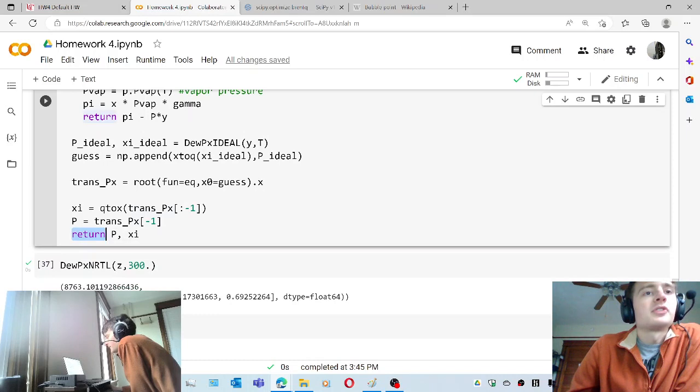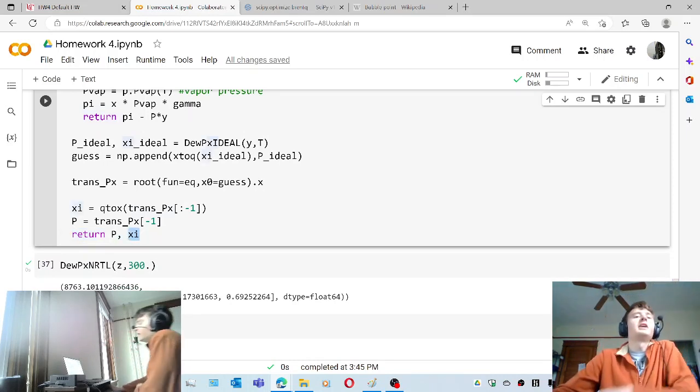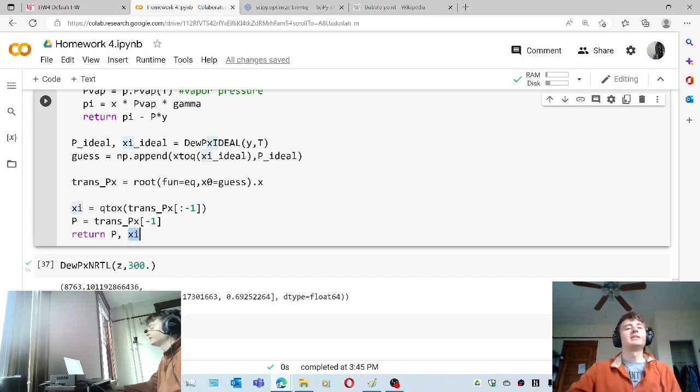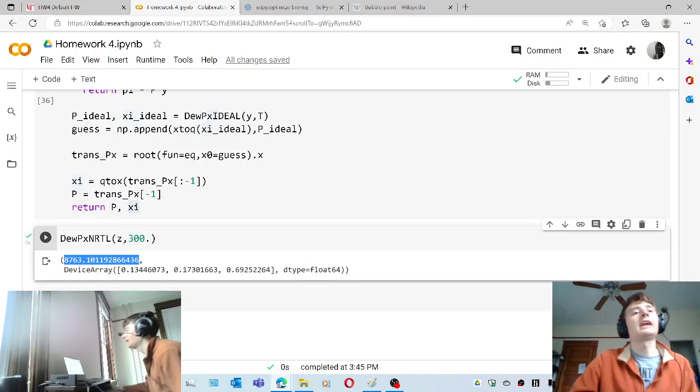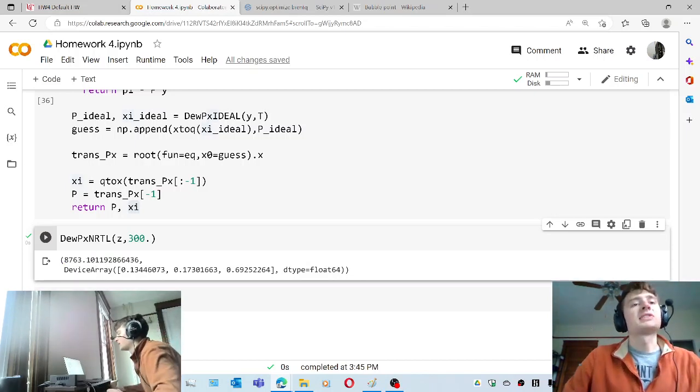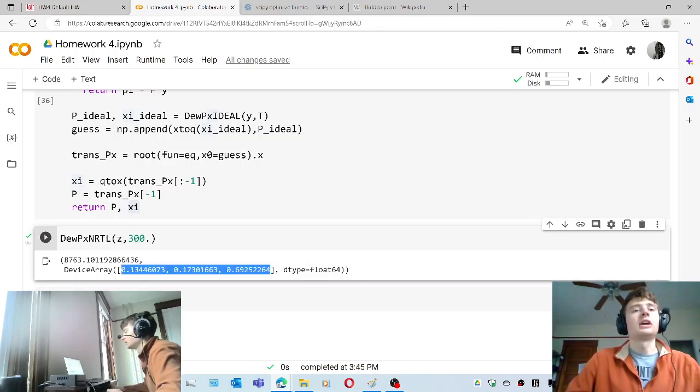And then I set up the function to actually return pressure and the concentrations of each component in the first little drop. And this is the pressure that I ended up getting in pascals. And then this is the composition I ended up getting.